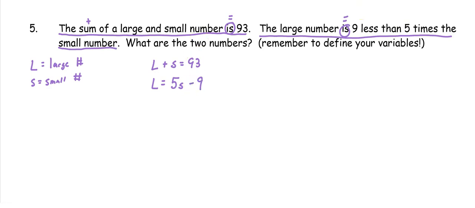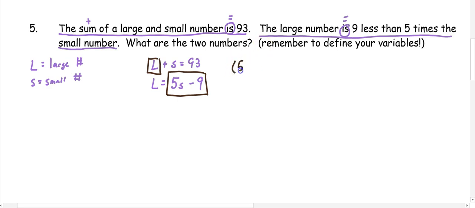So we already have one of the variables by itself. We have L equals. So we're going to box what L is equal to and box L in our other equation and substitute. So we get 5s minus 9 plus s equals 93. So in front of the first parenthesis is just a 1. So when we distribute, we get 5s minus 9 plus s equals 93.